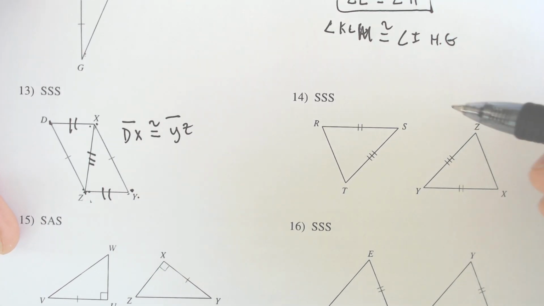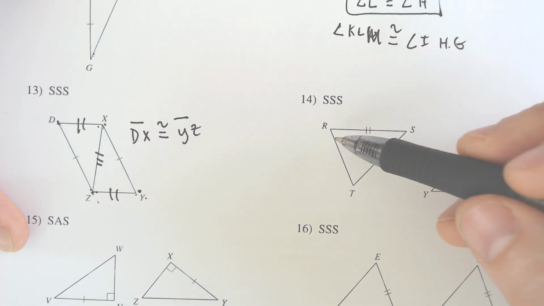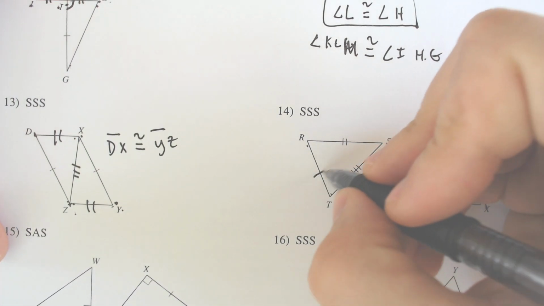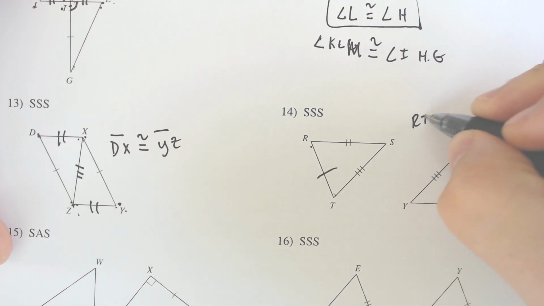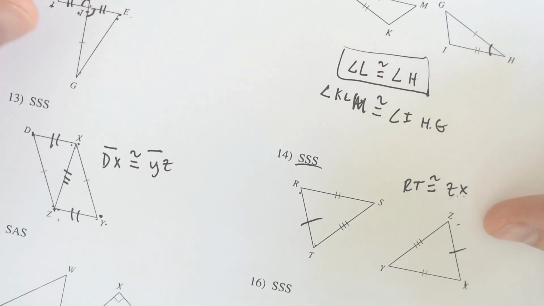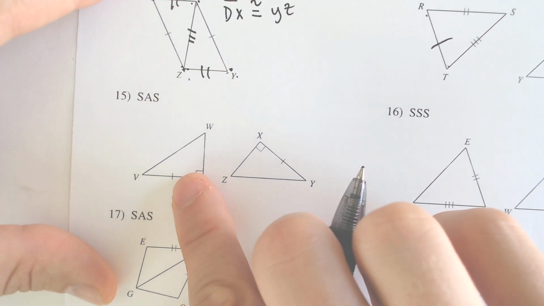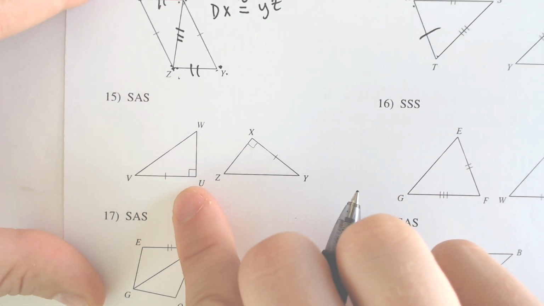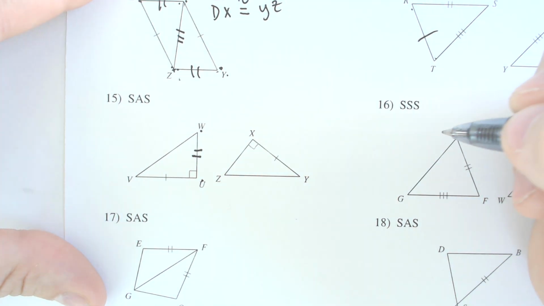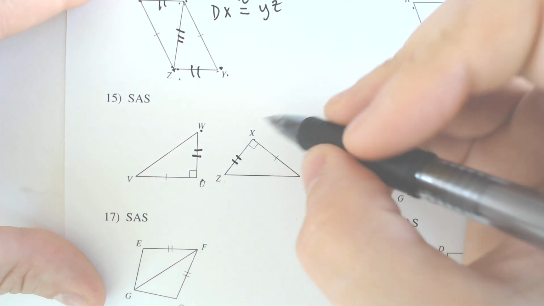On this one right here, we have RT and ZX. Those are definitely the ones that have to be equal to each other, RT and ZX. They're the only two things remaining, and we need a side, side, side. 15. We have a side, we have an angle. We need that third side. In this case, it's going to be U to W and X to Z.